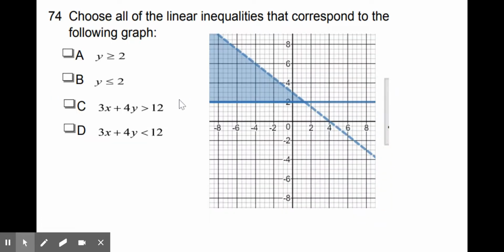Now for this one, they want you to pick the inequalities that make this graph work. Pick the two inequalities that make this graph work. So there will be two answers here. Pick them both.